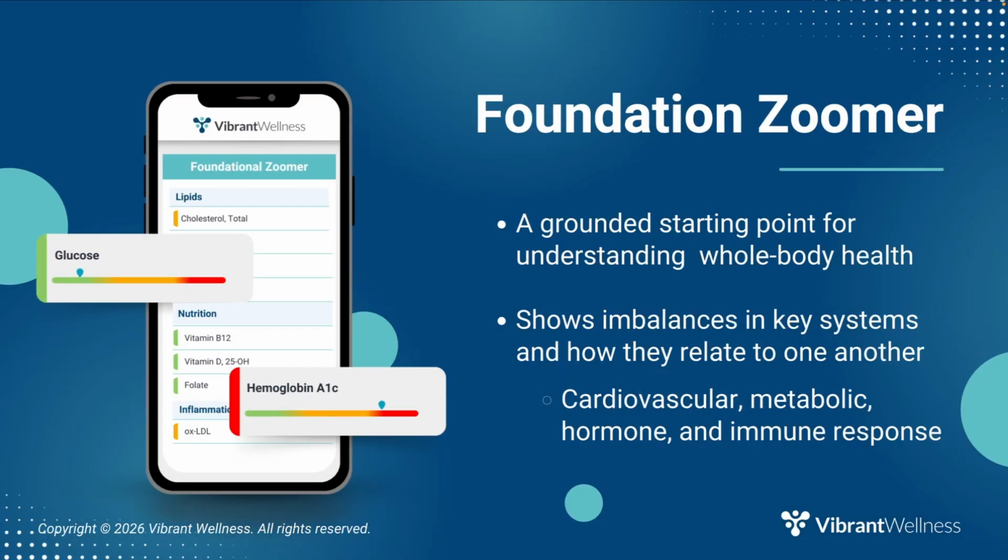Vibrant's Foundation Zoomer gives you a grounded starting point for understanding whole body health. It shows how key systems, including cardiovascular, metabolic, hormone, and immune response, relate to one another and where imbalances may be building. These insights help shape a roadmap that you can use to guide care with more intention and less guesswork.